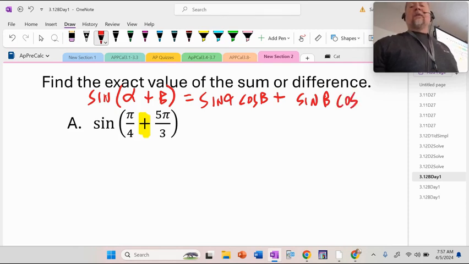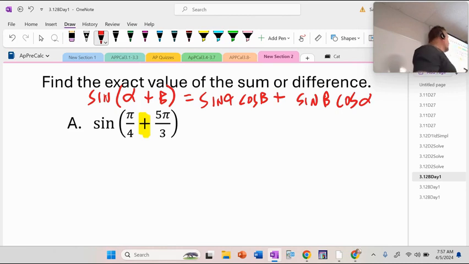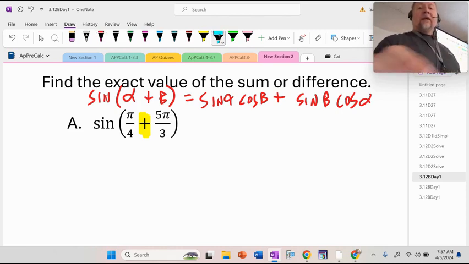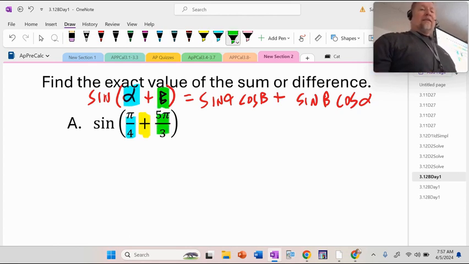Okay, you flip the angle measures on the second part of this. So who's taking the place of alpha? Again, trying to be the best teacher I possibly can, all you do is replace alpha and beta with those two angle measures. And then lo and behold, here we go. Sine of pi over 4.